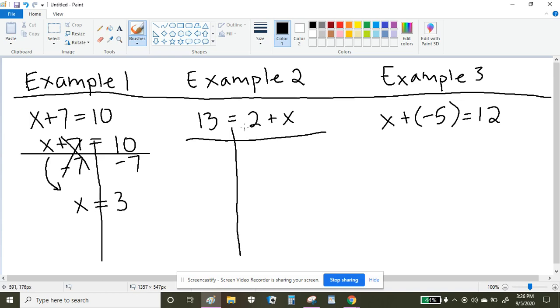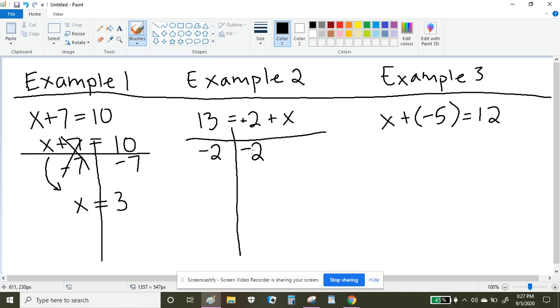Now, the thing that you might not notice is that in front of this 2, we have an invisible plus sign, because this is a positive 2. So if this is actually plus 2, because it's a positive 2, the opposite of that would be minus 2. Because we have minus 2 on this side, we also have to do it on this side. So this is just in a different order.